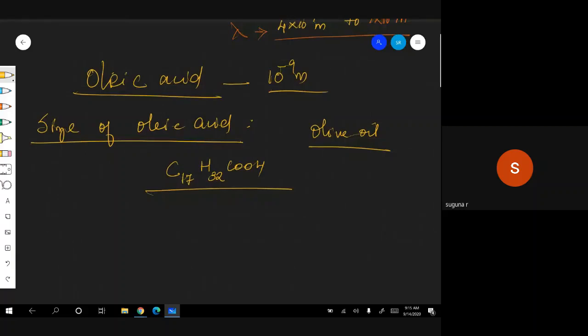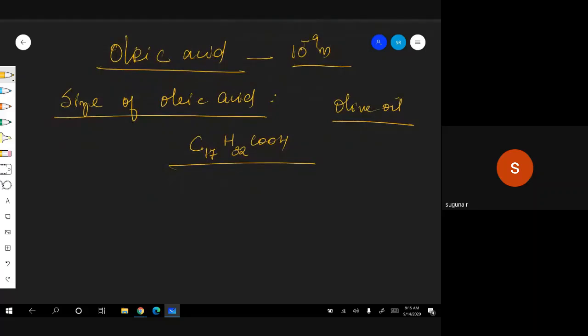Now how to measure the size of the oleic acid molecule? As I told you, the range of the size of the molecule is 10 power minus 19 meter. We are going to measure the size of oleic acid in the lab, even in a school lab. What is required here? I'll tell you.